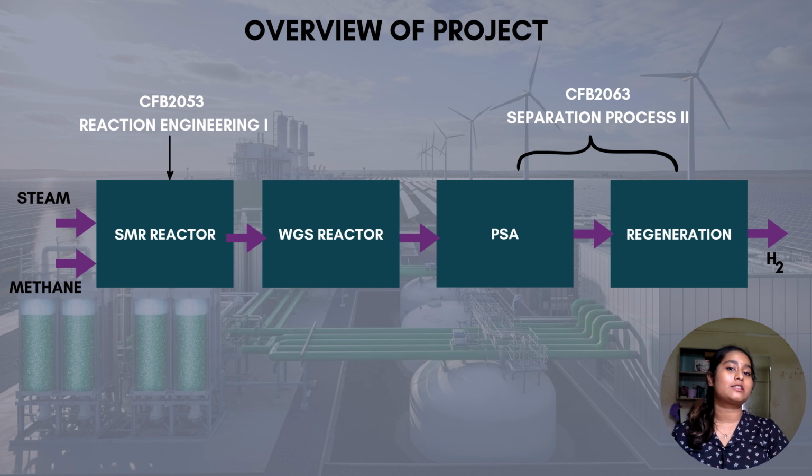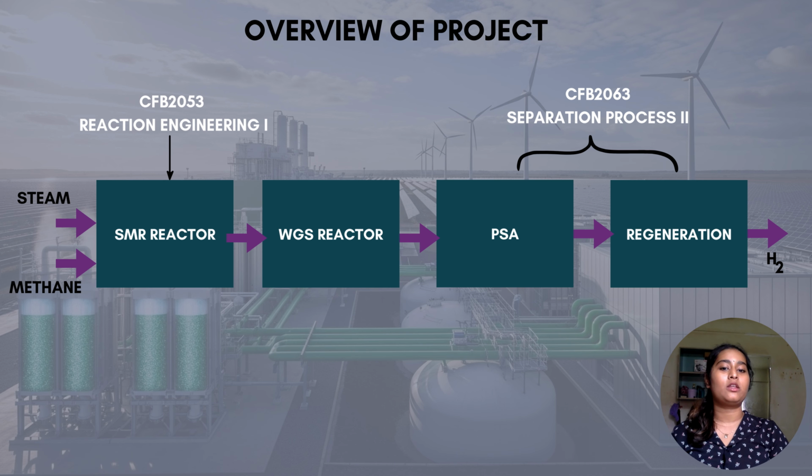Before we dive into details, here's a quick overview of the entire process, and there are 4 main stages. First, we mix the high purity steam and methane in a steam methane reforming reactor. The output is then passed to a WGS reactor to convert harmful byproduct. The gas mixture is then sent to a purification unit using PSA. Finally, the purification material is cleaned by regeneration and ready for the next cycle.